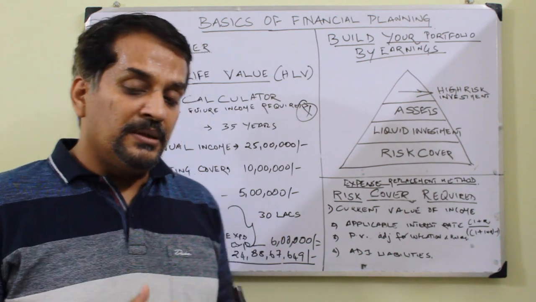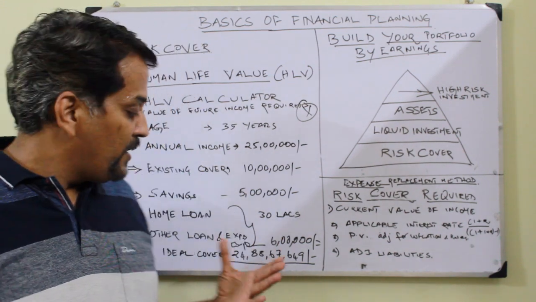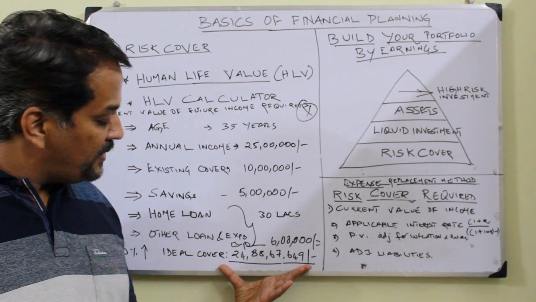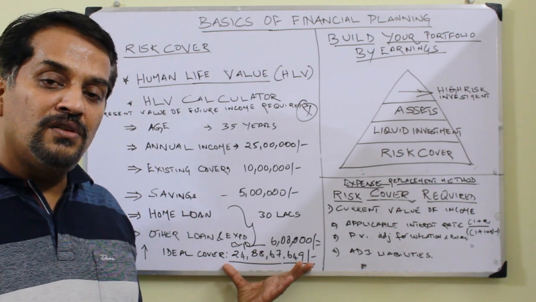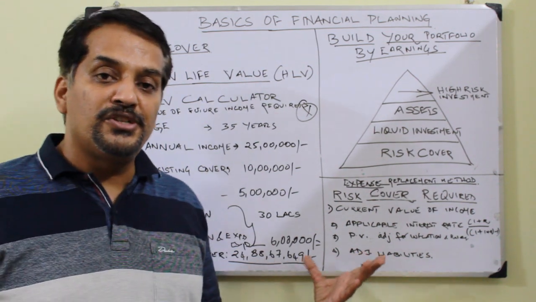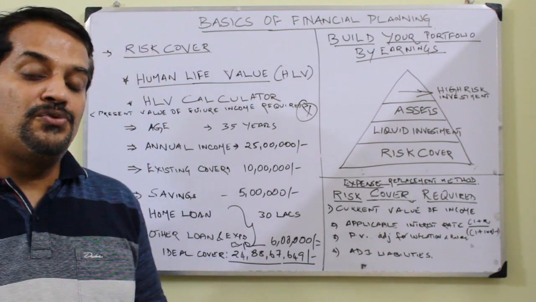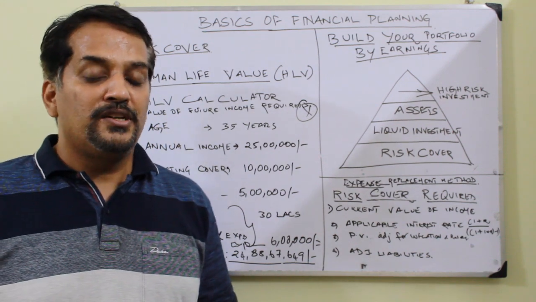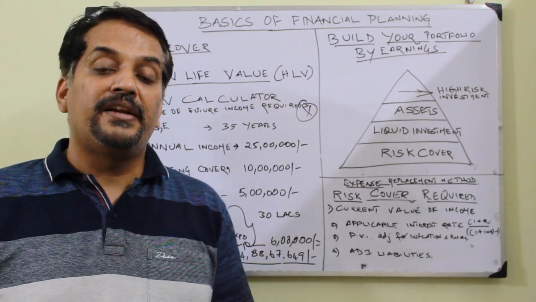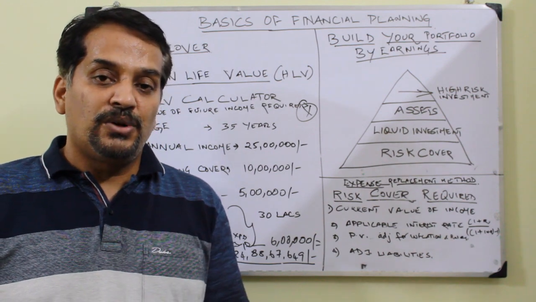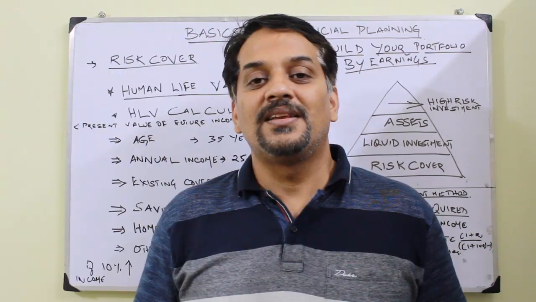And basically I would like to say, if you would like to have the income replacement method, it's always better to go by term assurance. Otherwise, if you want a return of money, you can go for a normal endowment plan or any other whole life plans. That's what I would like to say, my dear friends.